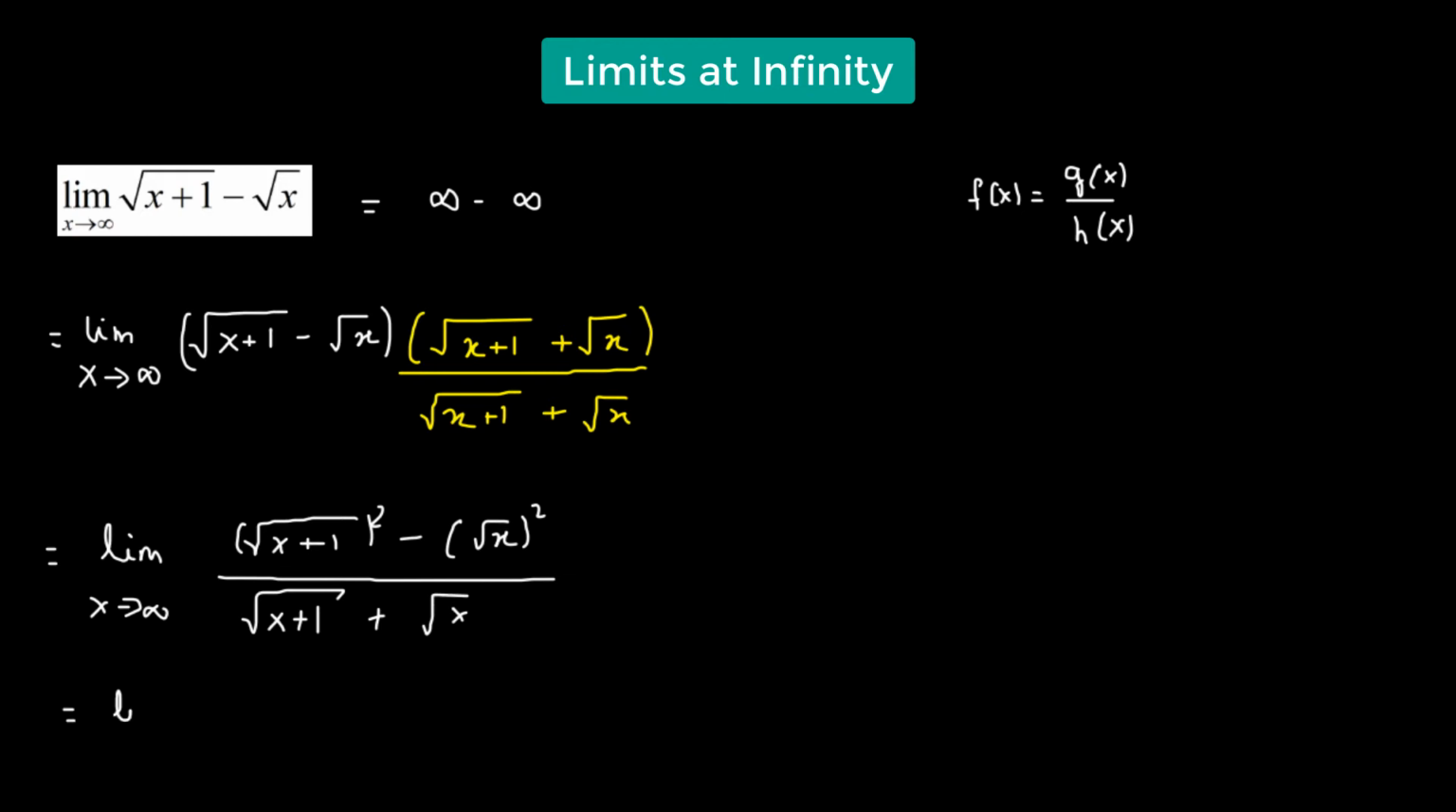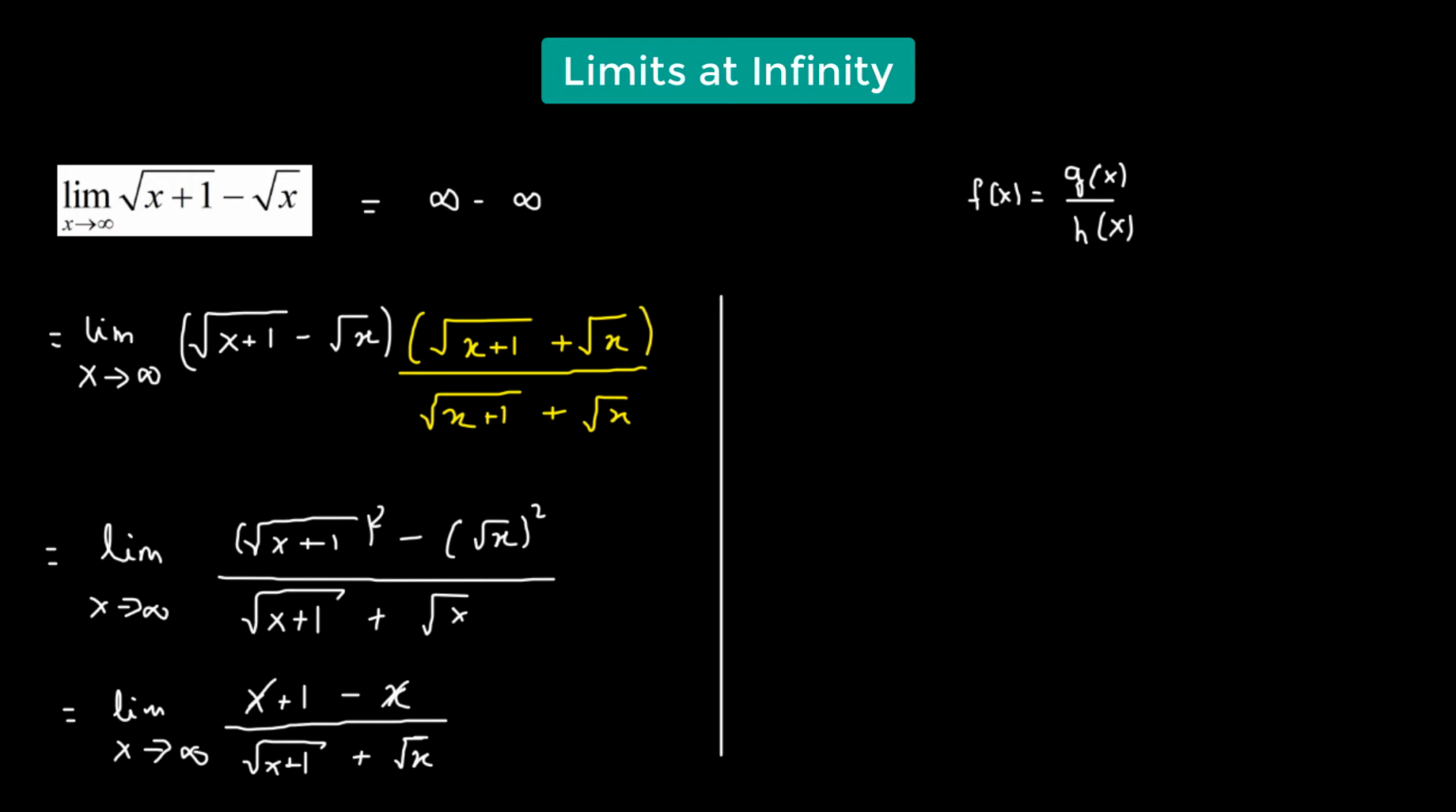Now we can get rid of the square roots in the numerator, so that will leave us with x plus 1 minus x divided by square root of x plus 1 plus the square root of x. So the x and x get cancelled out, and we are left with the limit as x approaches infinity of 1 in the numerator divided by square root of x plus 1 plus square root of x.